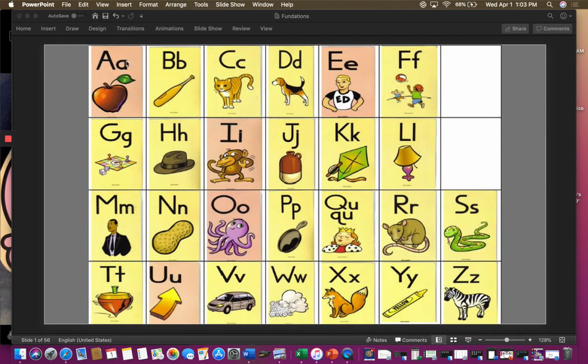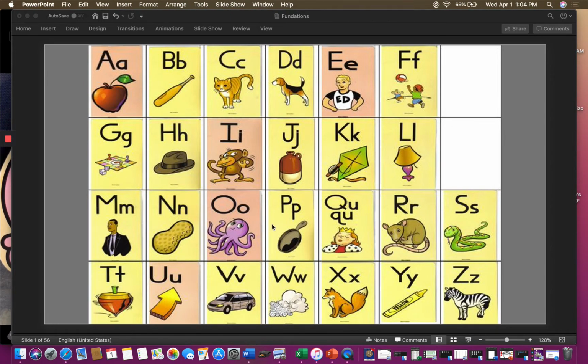We'll say it together. A, apple, A. B, bat, B. C, cat, K. D, dog, D. E, ed, E. F, fun, F. G, game, G. H, hat, H. I, itch, I. J, jug, J. K, kite, K. L, lamp, L. M, man, M. N, nut, N. O, octopus, ah.